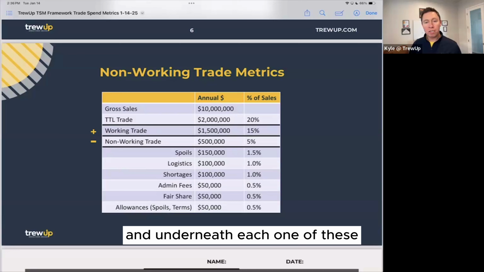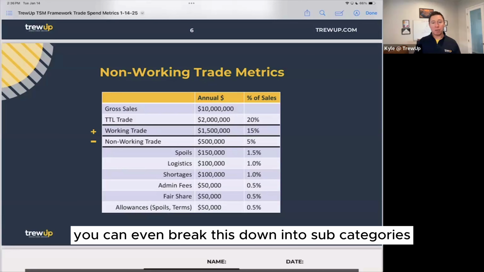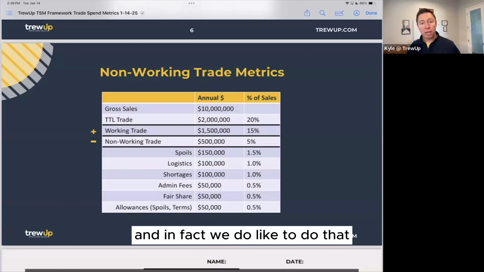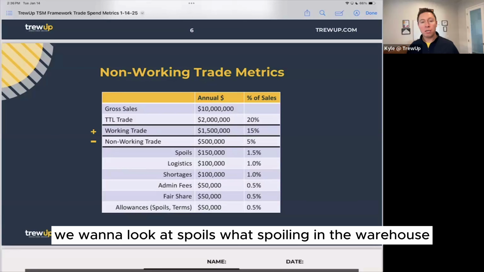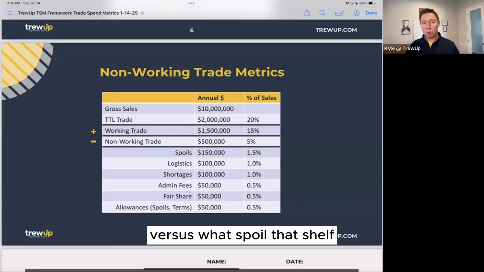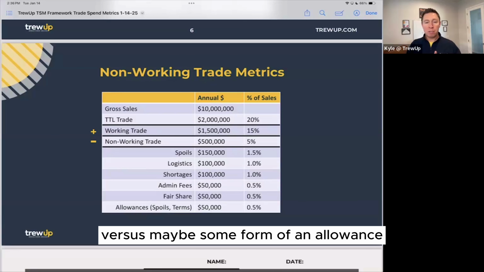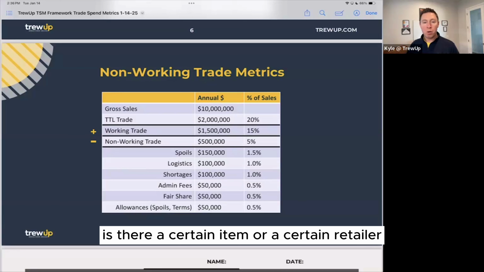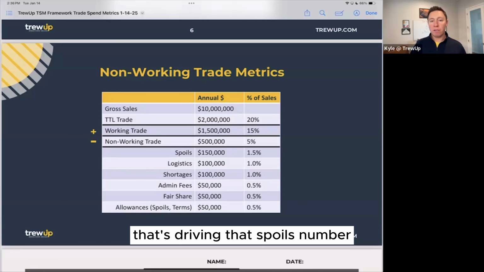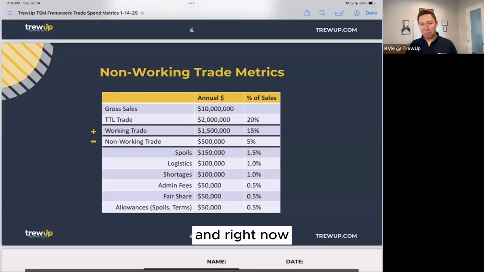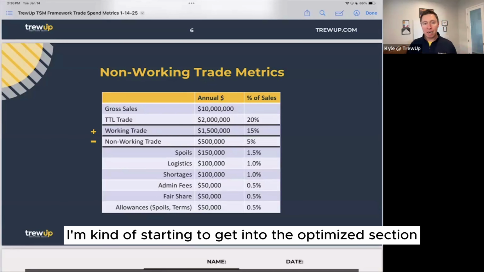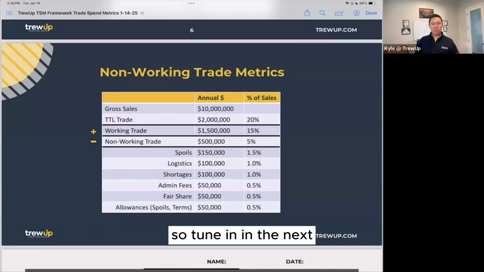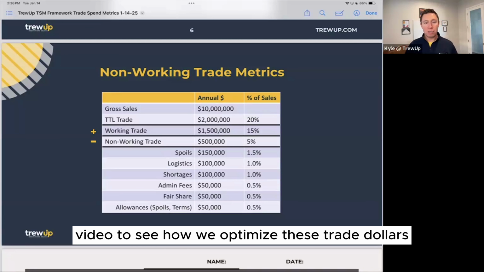And underneath each one of these, you can even break this down into subcategories. And in fact, we do like to do that. We want to look at spoils, what's spoiling in the warehouse versus what's spoiled at shelf versus maybe some form of an allowance. And this will help us even further drill down, okay, is there a certain item or a certain retailer that's driving that spoils number? And right now I'm kind of starting to get into the optimize section. So tune in the next video to see how we optimize these trade dollars.